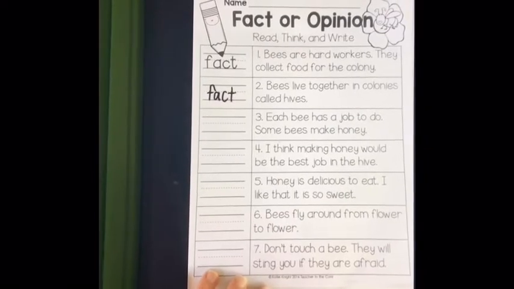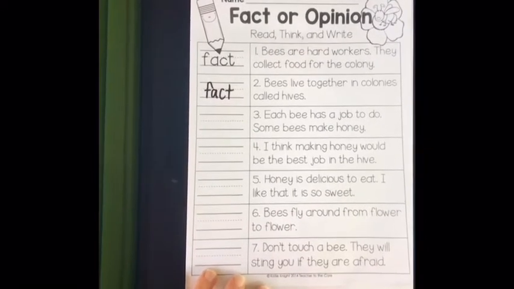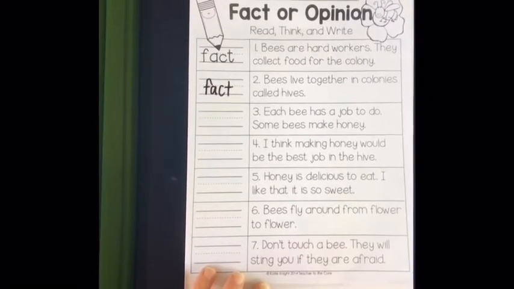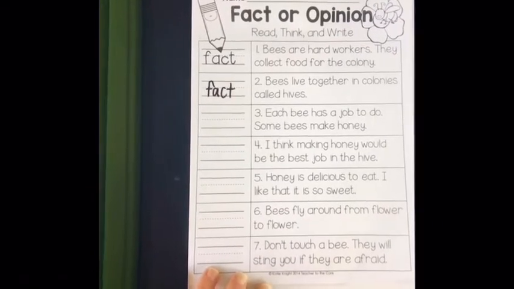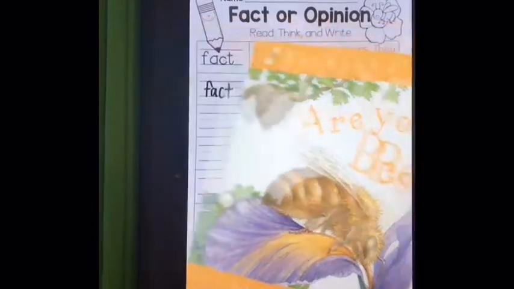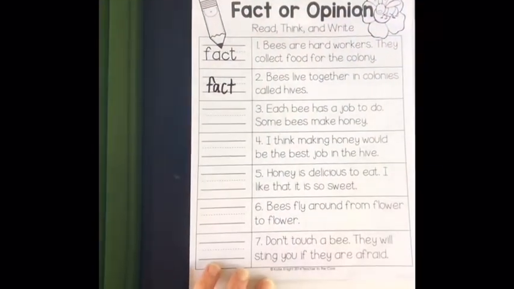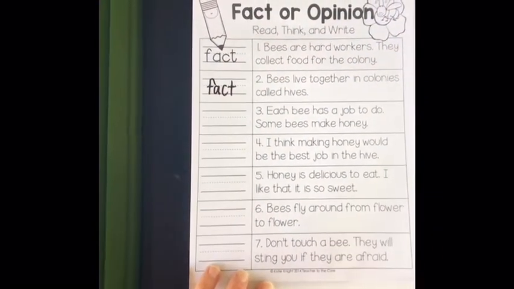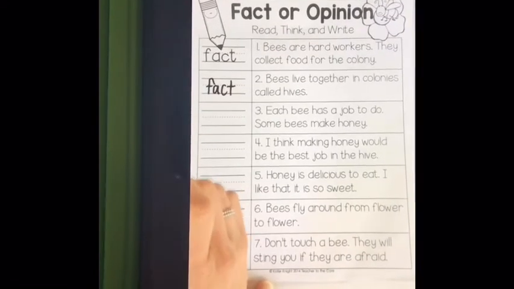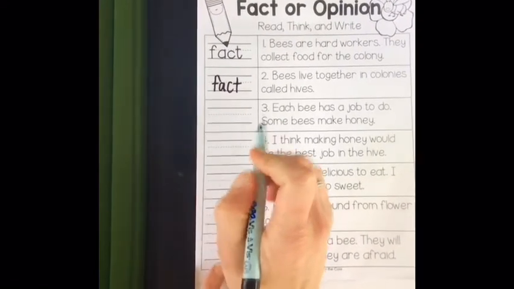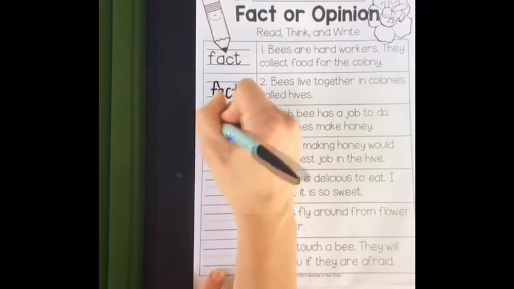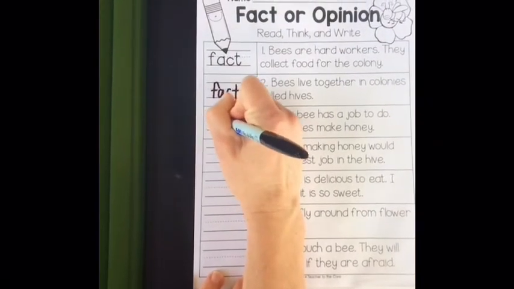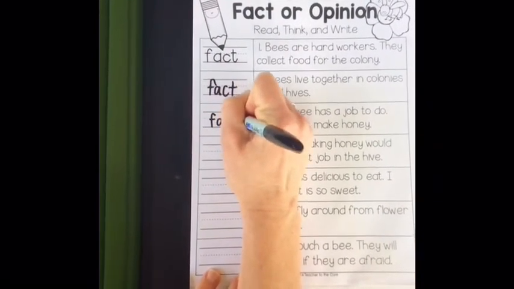Each bee has a job to do. Some bees make honey. Oh yeah, we did. We read that in our book, Are You a Bee? We read all about the different jobs that bees do. Some make honey. Some bring back things for others. So we're going to label this as a fact.